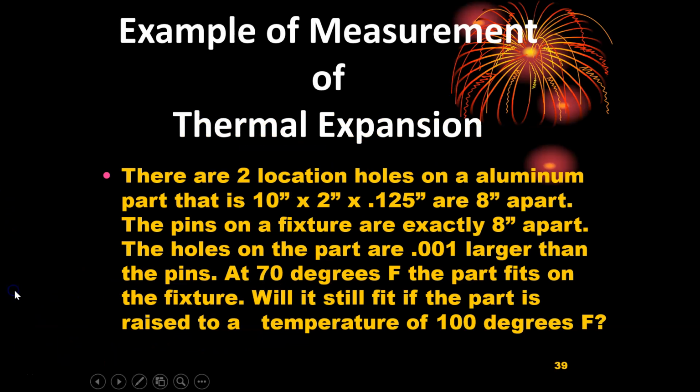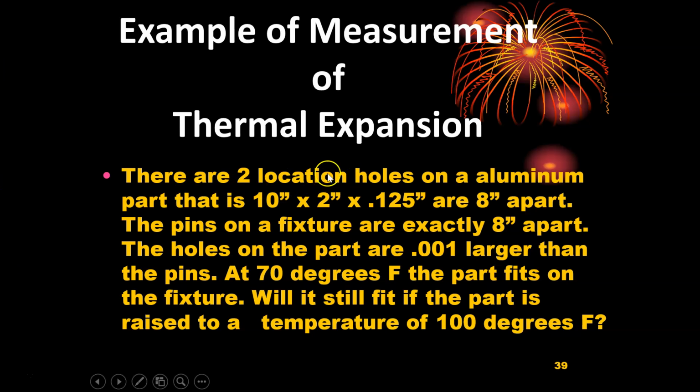Okay, so let's do an example, a real life example of how thermal expansion can affect a fixture that we're using. Okay, so we know that alpha, the A, is the coefficient of thermal expansion. And so we'll have to look that up. The material is aluminum, so we look on our chart, and aluminum is 12.8 times 10 to the negative 6. So what we're looking for is the change in length.